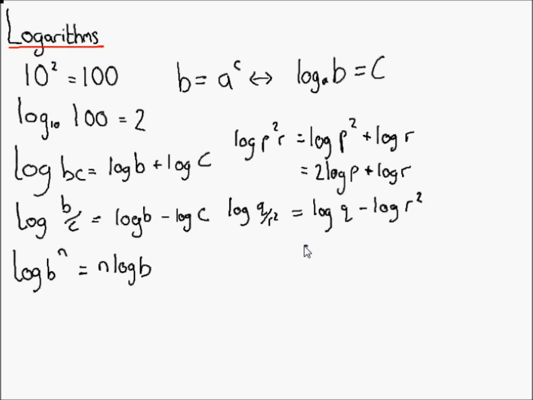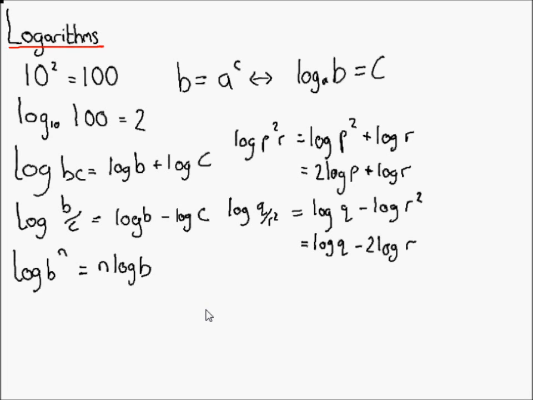Again, you've got the square of r and you need it in terms of just r. So using log b to the n is equal to n log b, you have log q minus 2 log r. And that's that.